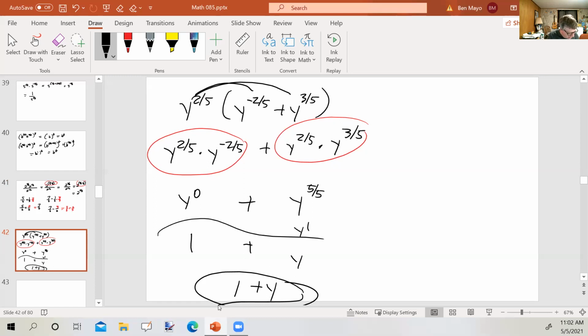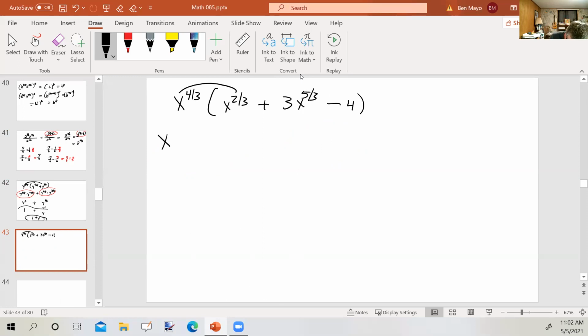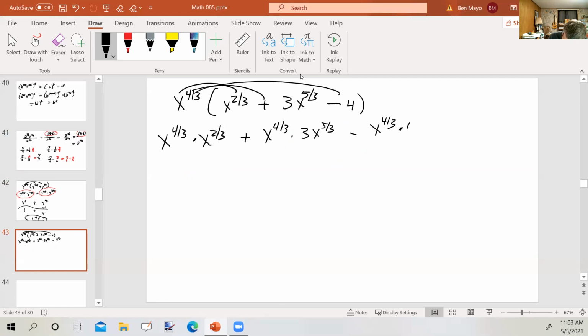And let's see here. x to the 4/3 times the quantity x to the 2/3 plus 3x to the 5/3 minus 4. So distributing, we get x to the 4/3 times x to the 2/3 plus x to the 4/3 times 3x to the 5/3 minus x to the 4/3 times 4.